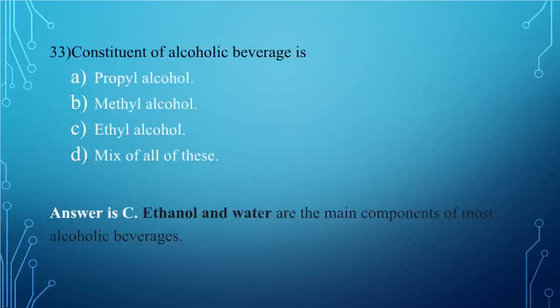33. Constituent of alcoholic beverage is propyl alcohol. Methyl alcohol. Ethyl alcohol. Mix of all of these. Answer is C. Ethanol and water are the main components of most alcoholic beverages.